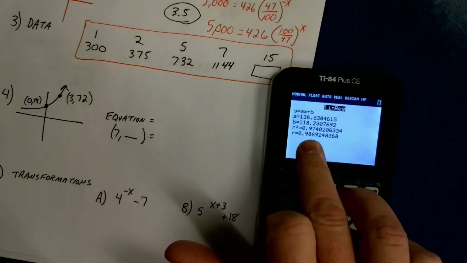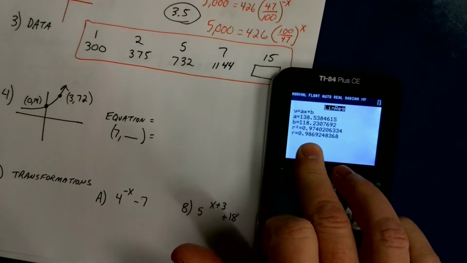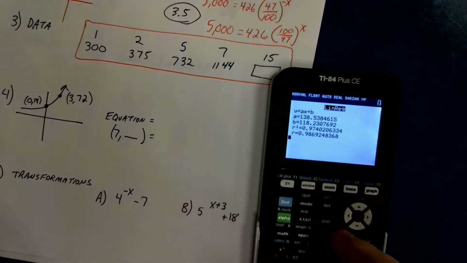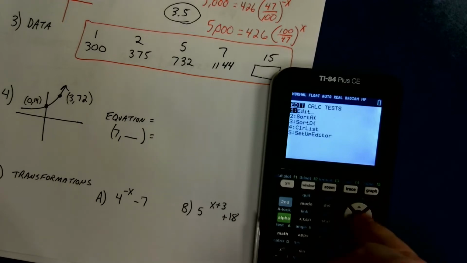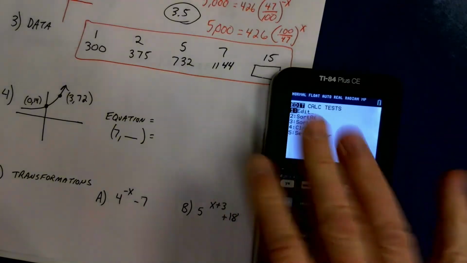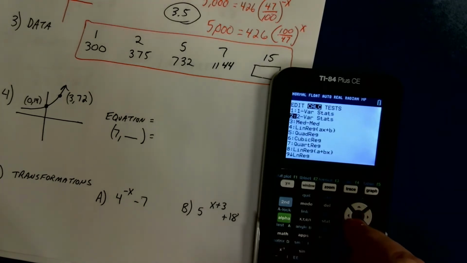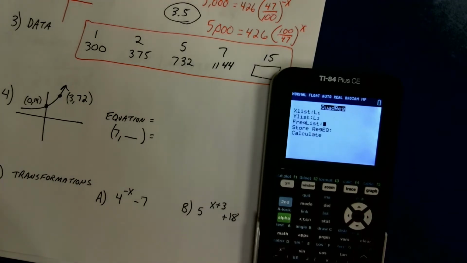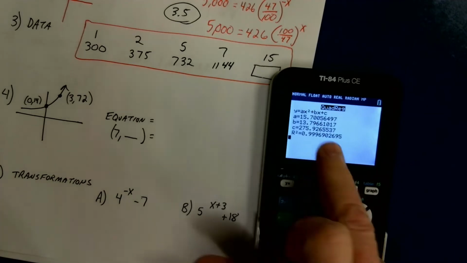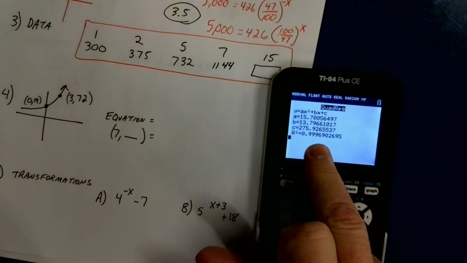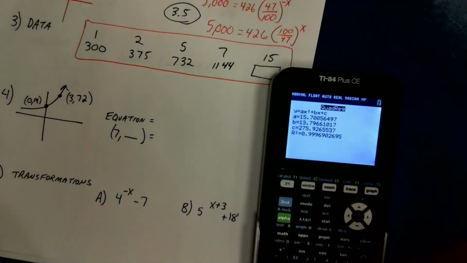I get an R value of 0.986. I'm like, ooh, that's pretty good. That actually is really good. But again, I only have 4 points, so some of these things are going to be better just because of it. Stat, calc, let's do a parabola. And my parabola is 0.9997. That is flipping really good.